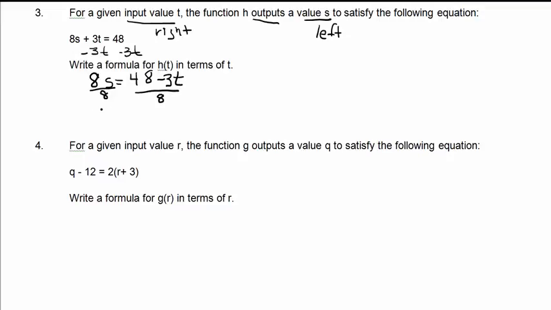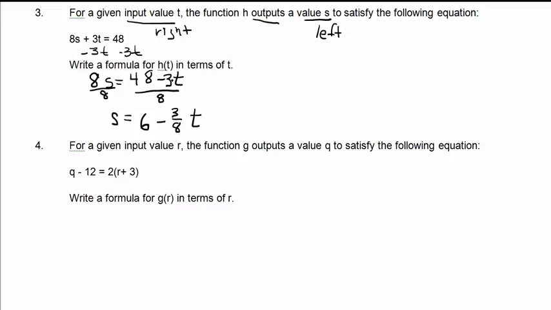But be careful, because here's something a lot of kids mess up. 8 over 8 is 1. Those essentially cancel, and you get s. That's not the problem. You're going to need to divide each of these terms in the numerator by 8. So the 48 is going to get divided by 8. 48 divided by 8 is 6. And then the negative 3t also gets divided by 8. Both terms, both things we're adding or subtracting, get divided by this 8. So you can write your answer as minus 3/8 t.